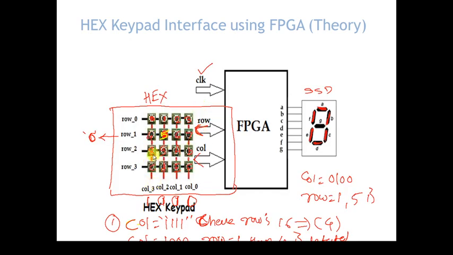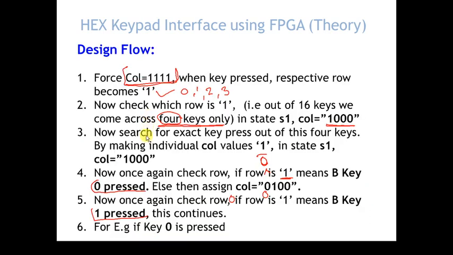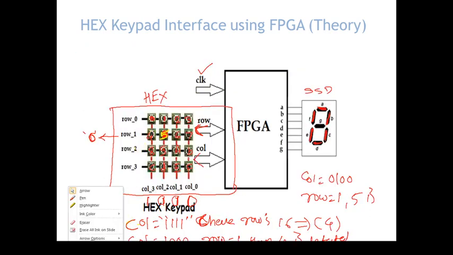So initially we have to make all columns 1. So because of all columns 1, whenever any key is pressed, let us assume this key is pressed, what will happen? Let us assume if this key is pressed, it creates electrical contact between the row and column. So row 0 becomes 1. So initial search, we can say acquisition search or fast search, out of 16 keys we come across this out of 4 keys. So row 0 will become 1 when you press this or this key or this key or any out of these 4.